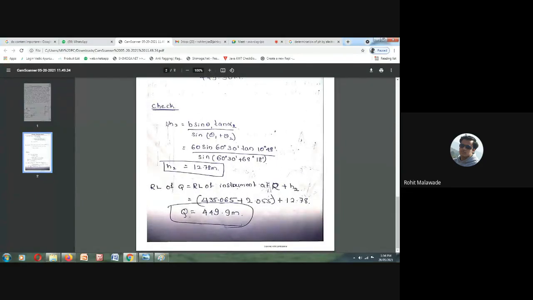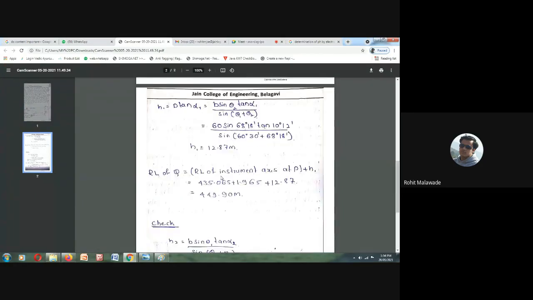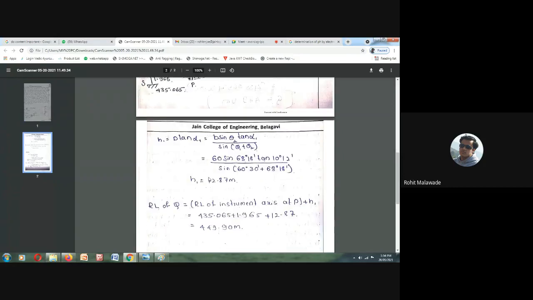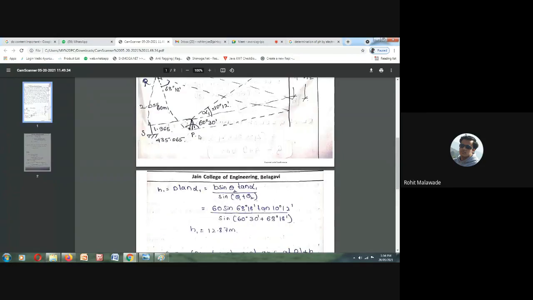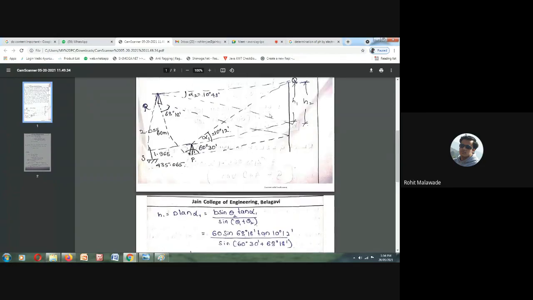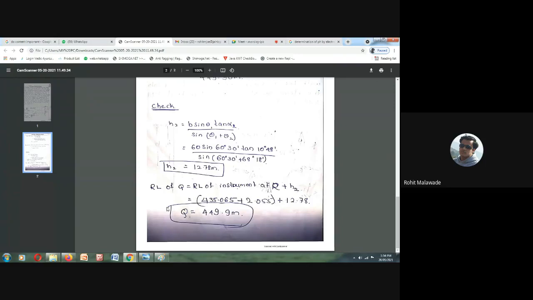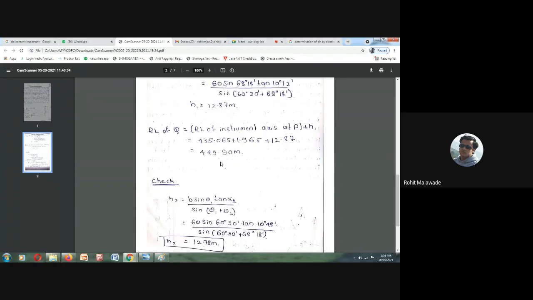Then 12.78 is your height H2, right? Is it clear to you all? As a check, we are going to do from P is your exact answer, right? But as a check, if both are coming the same, here 449 from P to Q, and from R to Q, it is coming again 449.9. So both values are 449.9.